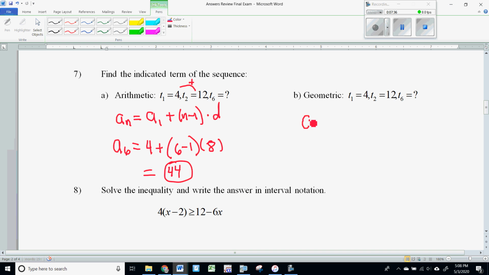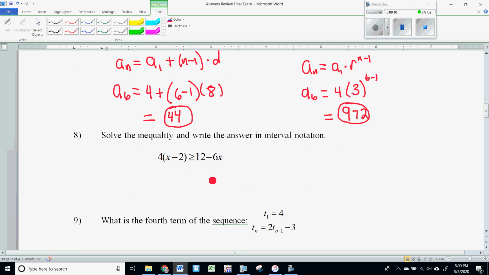If it's geometric, my formula is a sub 1 times r to the n minus 1. So my first term is 4, and we're finding our sixth term, 6 minus 1. For geometric, you want to figure out what you multiply by to get your next term, and this is 3. So 4 times 3 to the 5th is 972.